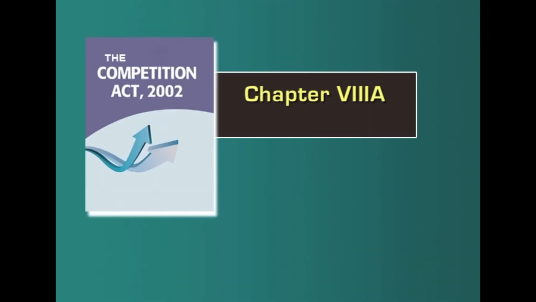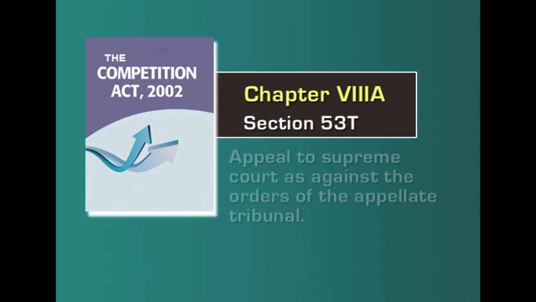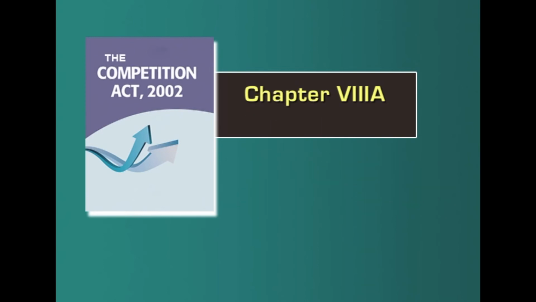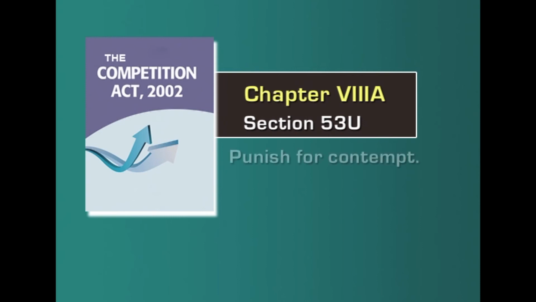But by a statute, under the guise of Section 53S, a right is being conferred on every person who seeks recourse before the commission to be represented by a lawyer of his choice. Section 53S provides for that. Section 53T talks about a provision relating to appeal to the Supreme Court as against the orders of the appellate tribunal. In addition to this, there is a power conferred upon the appellate tribunal under Section 53U to punish for contempt.